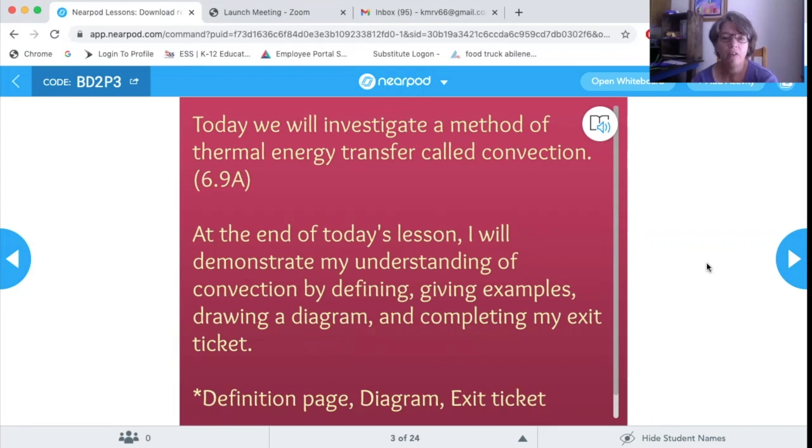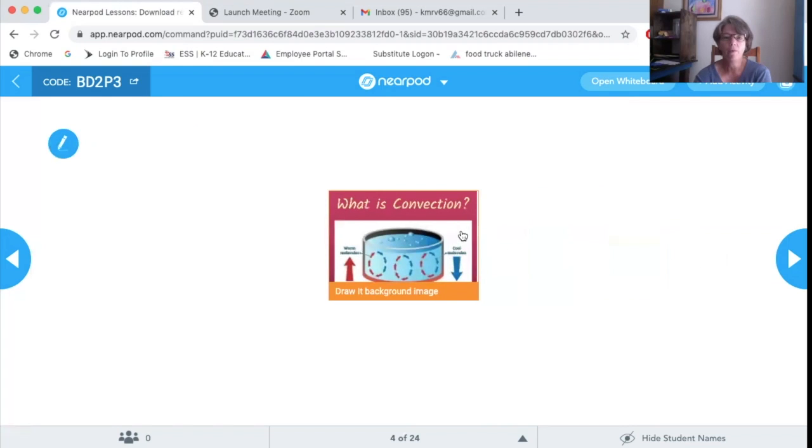All right, at the end of today's lesson, these are the things that you will be able to do. I will demonstrate my understanding of convection by defining, giving examples, drawing a diagram, and completing my exit ticket. So there will be three things that you will be responsible for at the end of the day. You will be filling in your definition page, continuing in that process. You will be creating your own diagram, and you will be completing the exit ticket to show your understanding. All right, so let's get ready.